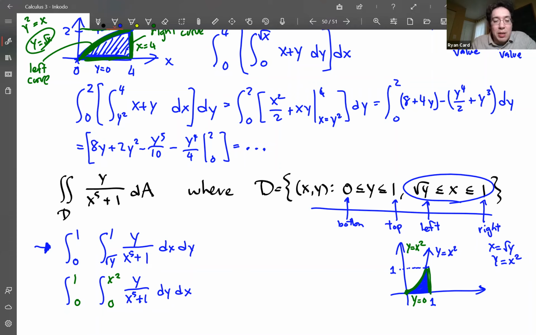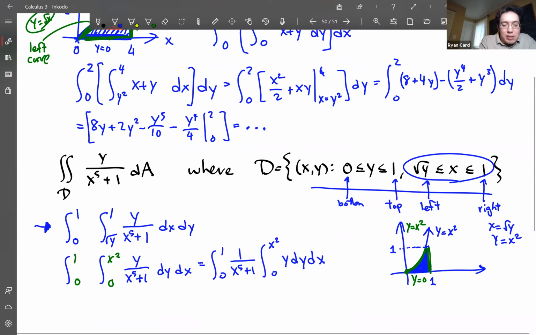But if you look at the second one, now if you're integrating with respect to y first, then now x is constant. So you can pull out 1 over x to the 5th plus 1. You can pull that out. And at least the first step is much easier.